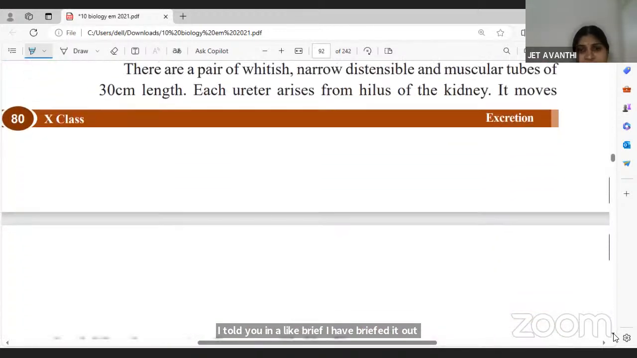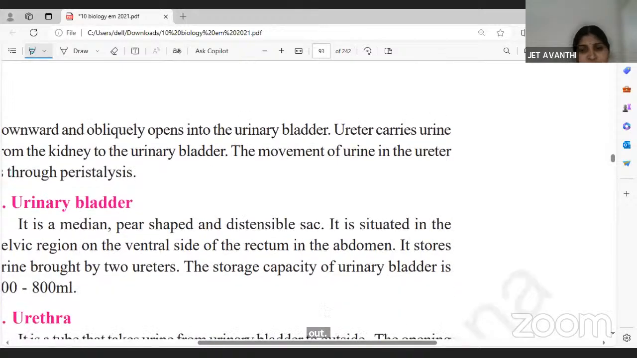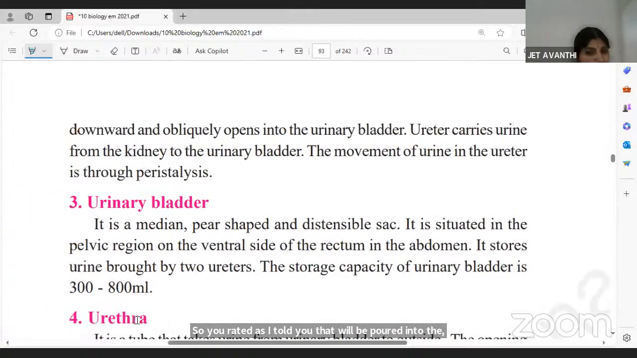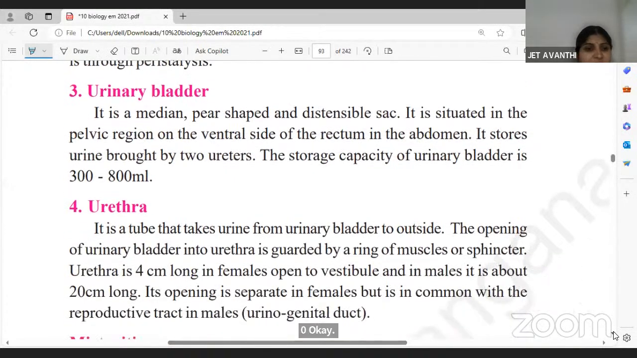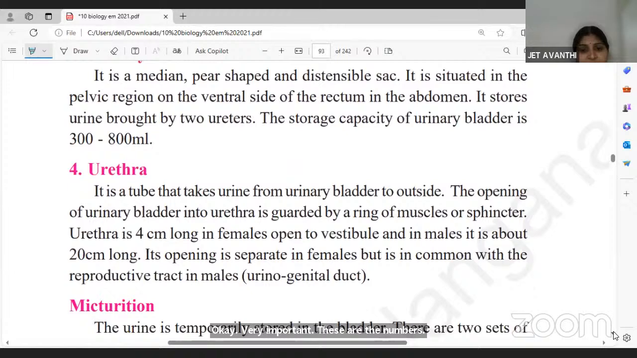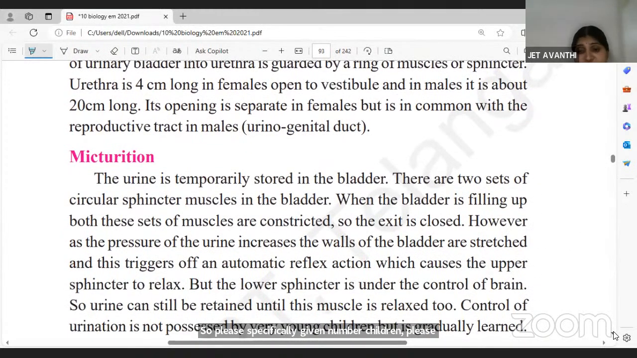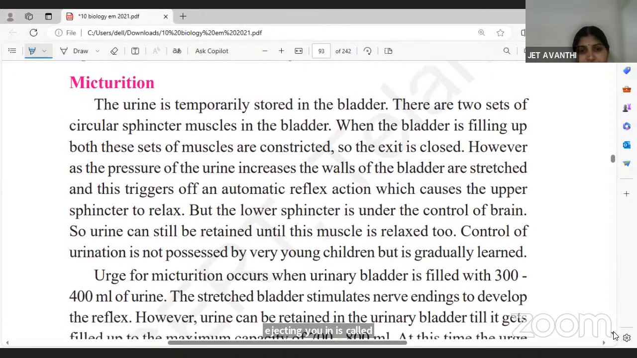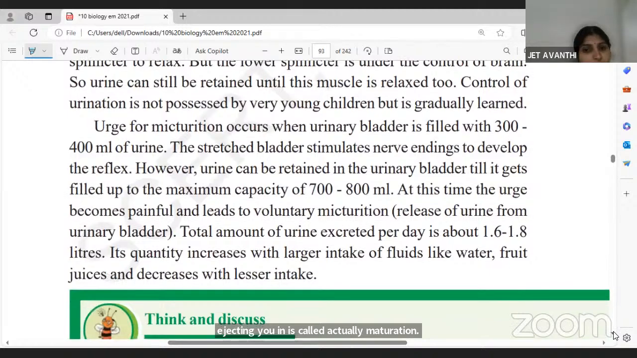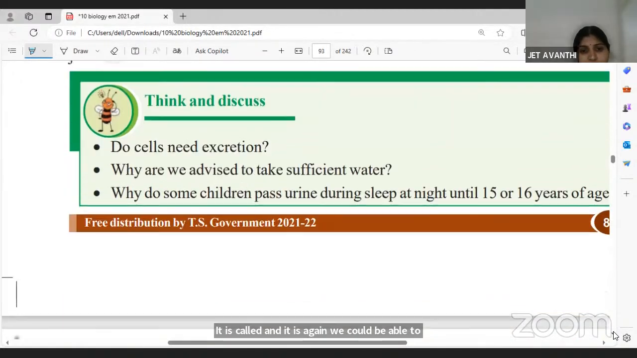See, as I told you, the urine will be poured into the ureter, and the bladder will be storing it for a while, and that will be collected. The storage capacity of the bladder is 300 to 800 milliliters. Very important, these are the numbers. So please underline that specifically given number, children. You may get that. And the process of ejecting urine is actually called micturition. It is called micturition, and again, we are able to control it.